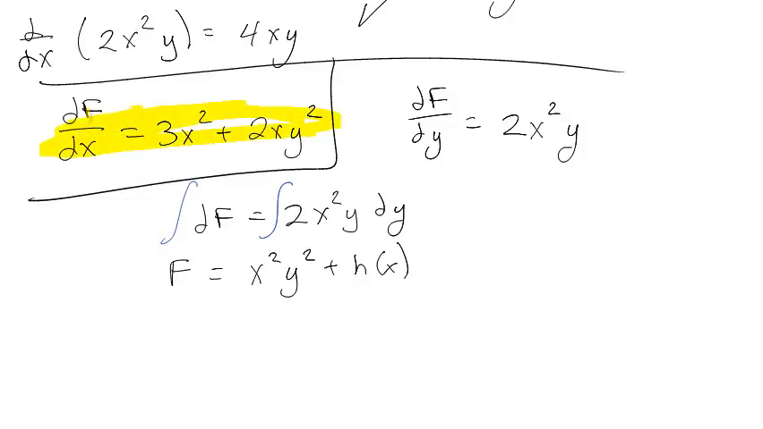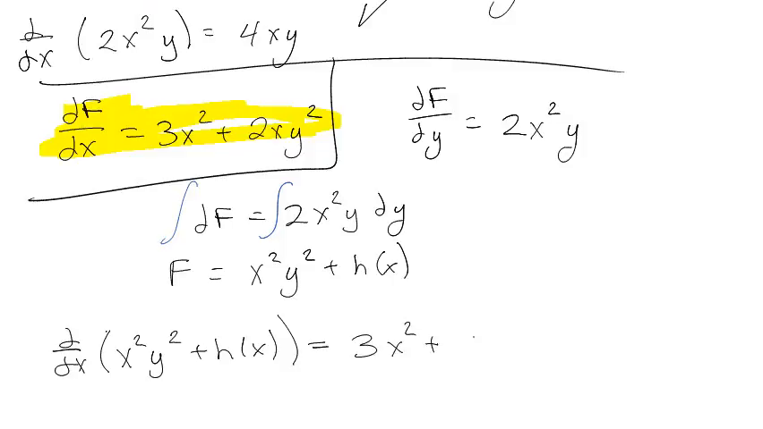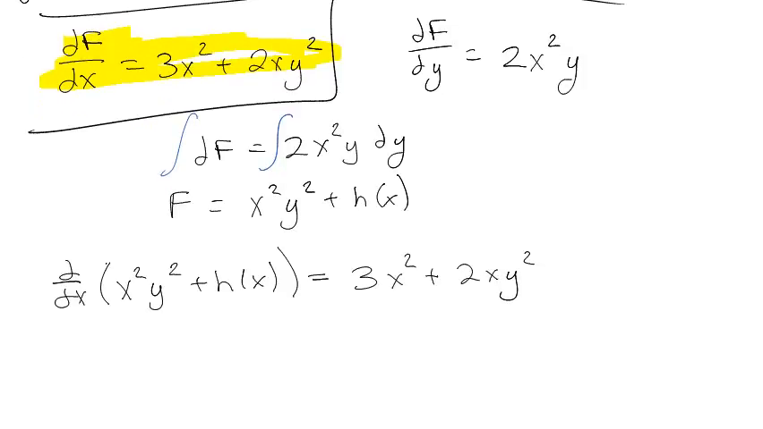Now I have to use the other one to finish this off. I know that the derivative with respect to x of the f that I found, x squared y squared plus h of x, has to be equal to 3x squared plus 2xy squared, because that's how I solved this exact equation. That's how I came up with all this theory to begin with. Well, I didn't come up with it, somebody came up with it. So 2xy squared plus h prime of x is equal to 3x squared plus 2xy squared.